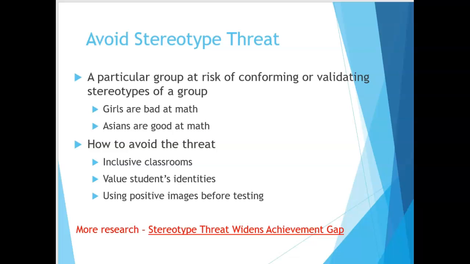Ways to avoid stereotyping include inclusive classrooms, valuing diversity, and talking about positive images before testing, using a prompt like, think of a time when you did really well on a test. I encourage you to read this short research article about why stereotyping widens the achievement gap.